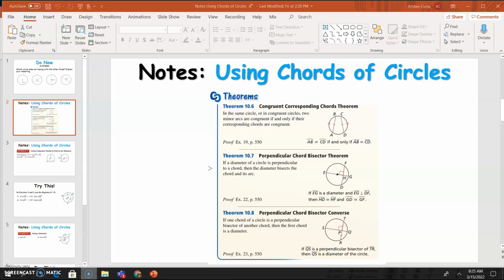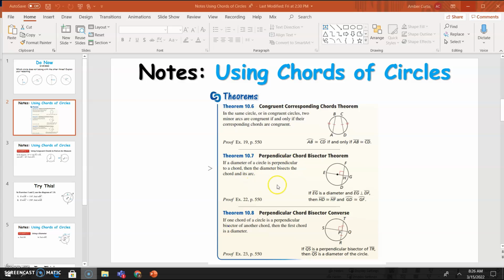Lesson 10.3, using chords of circles, is based on these three theorems. The first of which is 10.6, which says that if I have the same circle, or two congruent circles, and I have two minor arcs that are congruent, then their chords are also congruent. So arc AB is congruent to arc CD if and only if the chords that form them are also congruent.